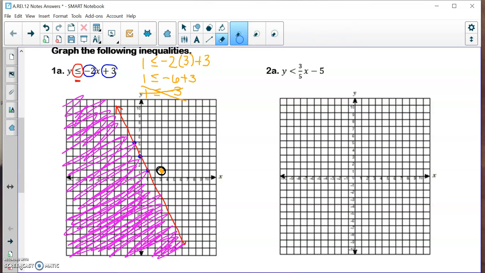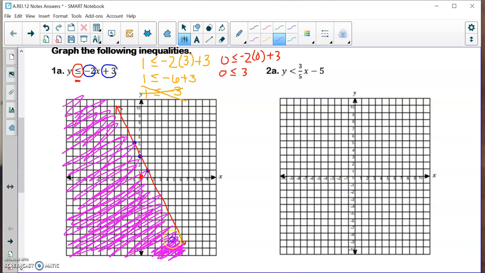Or maybe to figure out where to shade, you decided to test the point 0, 0. You put 0 in for y, 0 in for x. And you wind up with 0 is less than or equal to 3, which is a true statement. That would mean that 0, 0 is a solution, and that would mean that you want to shade on the same side of the line as the point 0, 0, because 0, 0 was a solution.